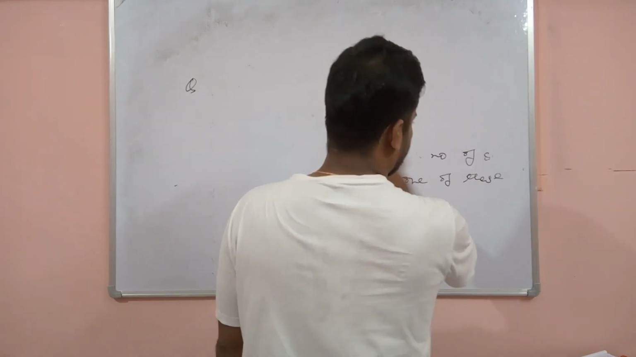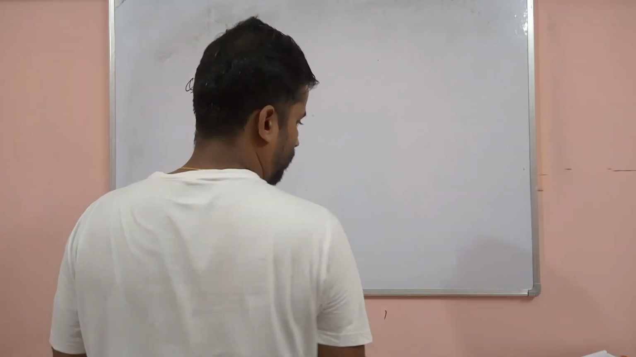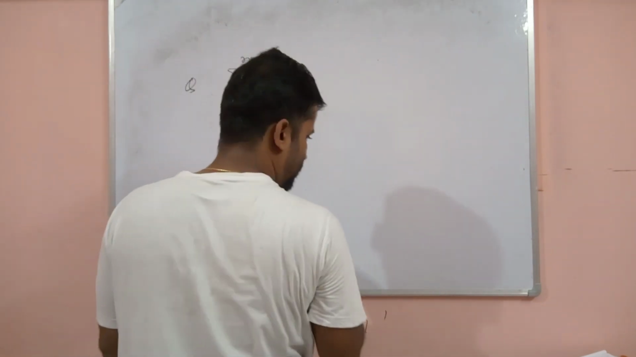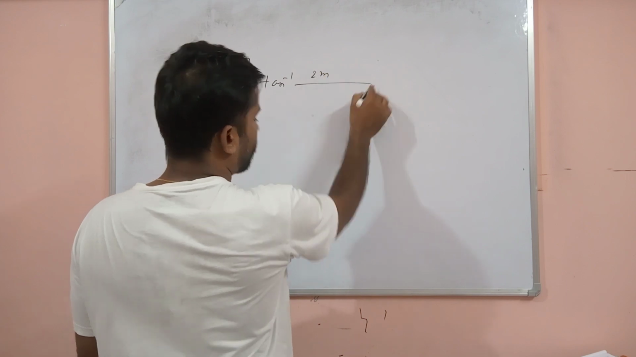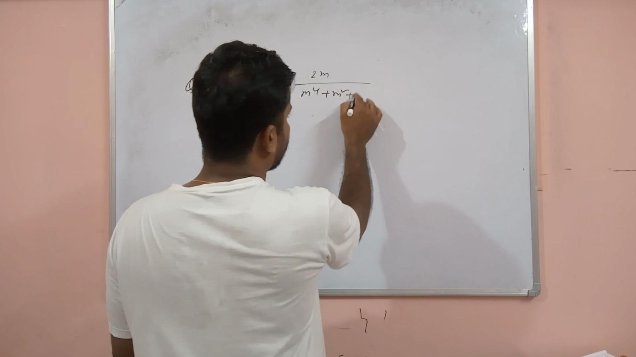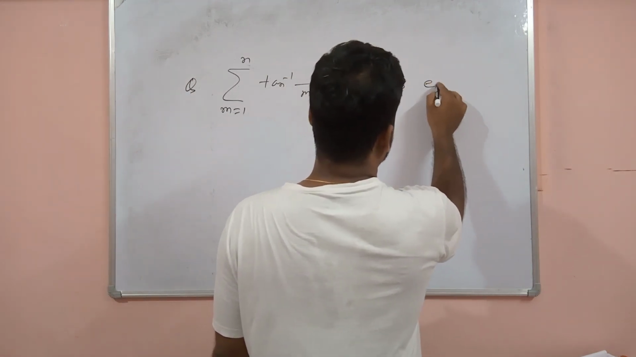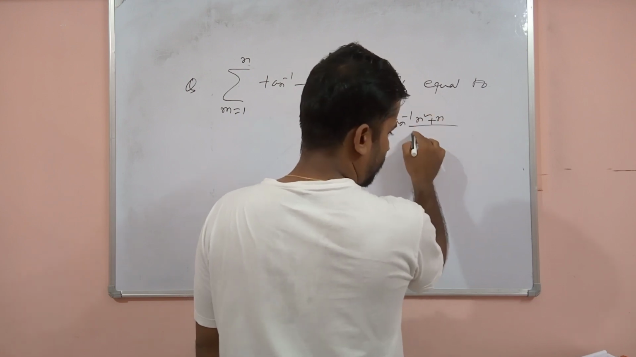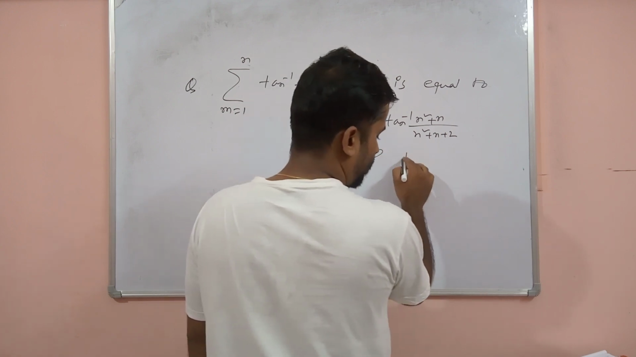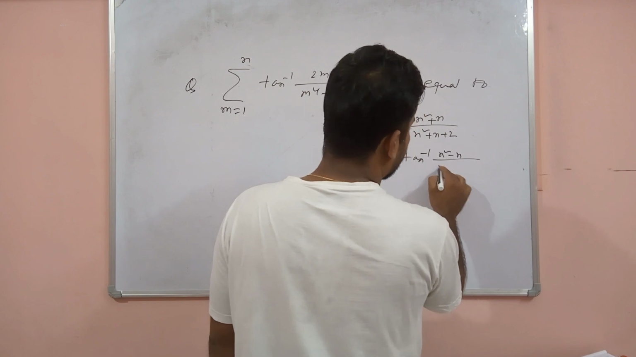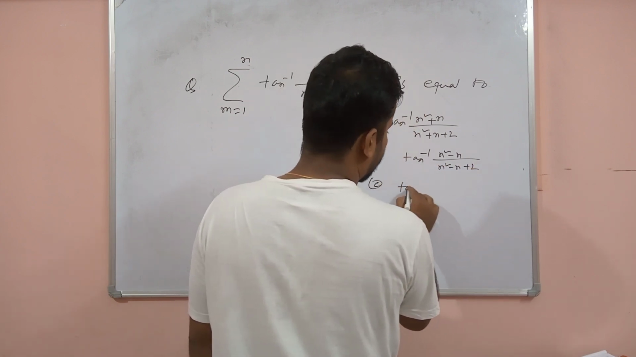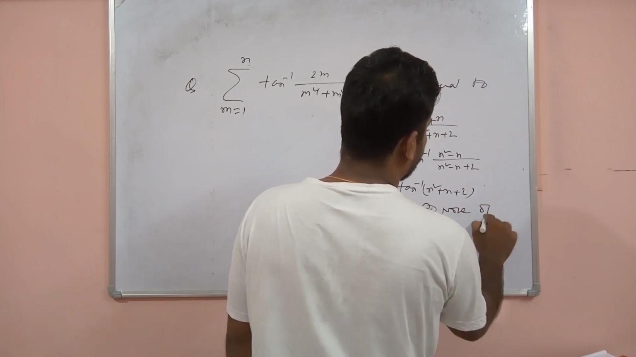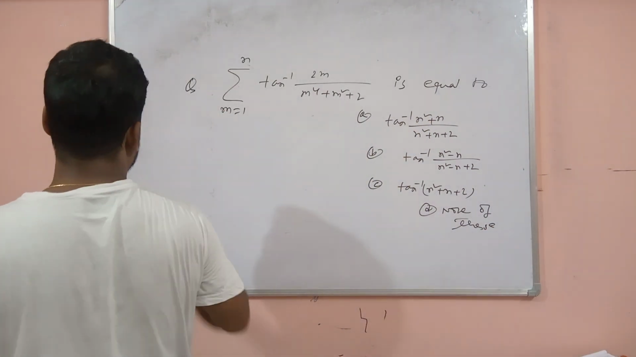Let's see question number 5. Summation m equal to 1 to n of tan inverse twice m by m to the power 4 plus m square plus 2 is equal to: A, tan inverse n square plus n by n square plus n plus 2; B, tan inverse n square minus n by n square minus n plus 2; C, tan inverse n square plus n plus 2; and last option none of this. Okay, let's see how to do it. It is question number 5.